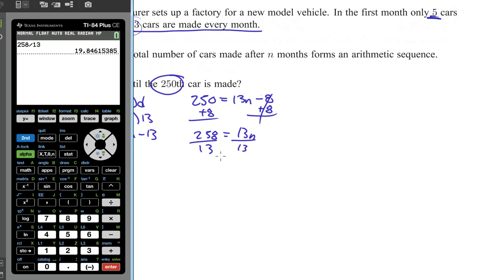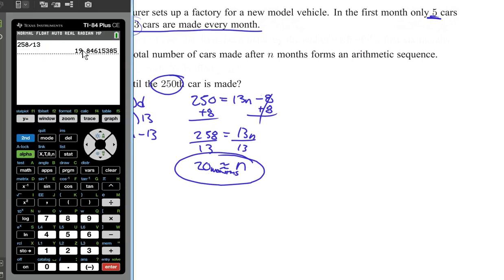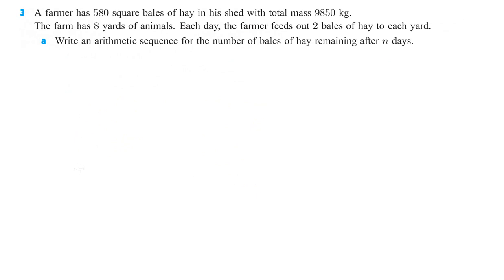So it's going to take basically up to the next month. It's going to take about 20 months. So n is going to be about 20 months. Okay, because 19.8 means if we went to 19, we wouldn't have made quite the 250th car. So it's going to be in the 20th month that they're going to make the 250th car. Okay? All right.